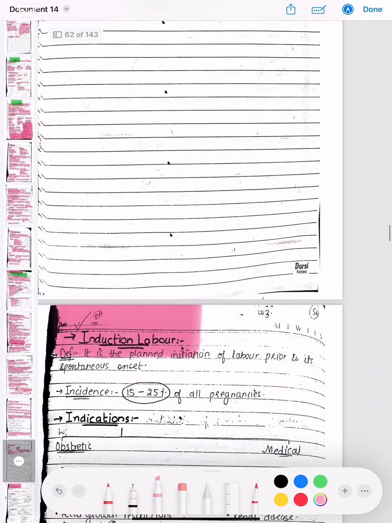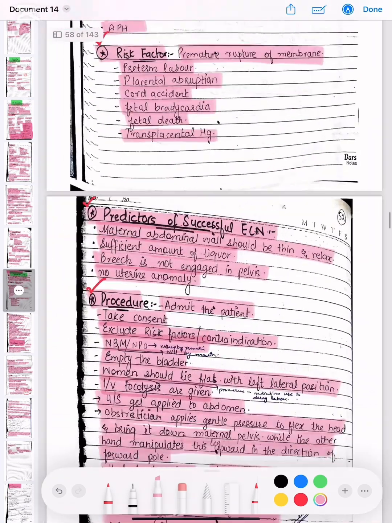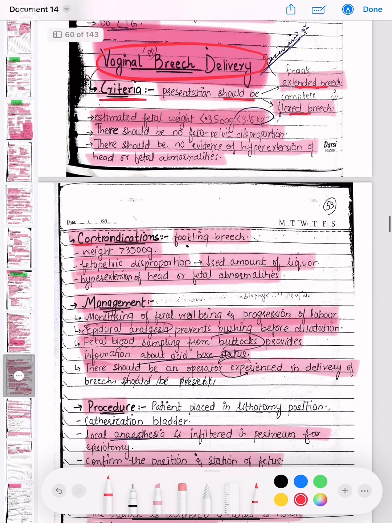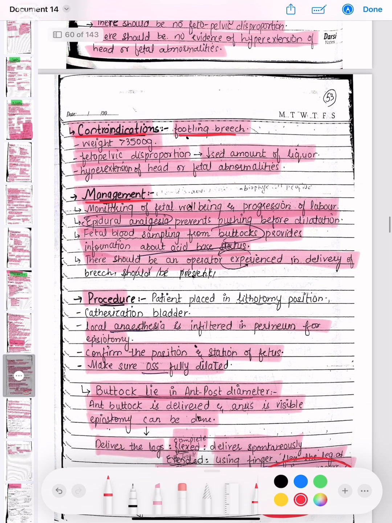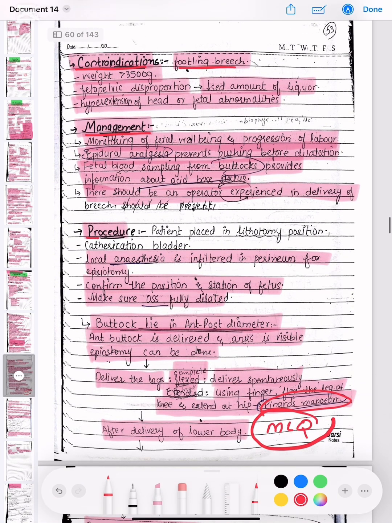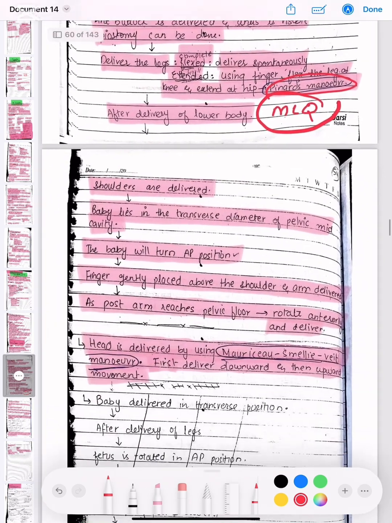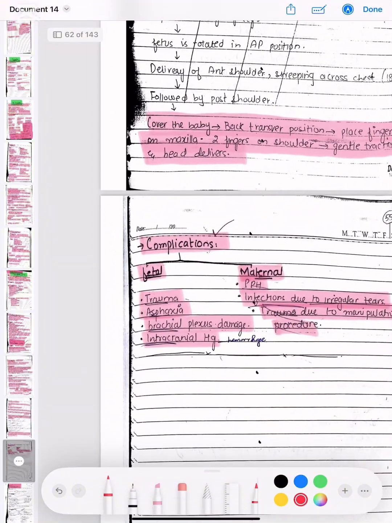Okay, so we have discussed external cephalic version. Then we have discussed vaginal breech delivery, the criteria that the presentation should be extended breech or flexed breech, then the contraindications, which include footling breech, then the management options for vaginal breech presentation, then the procedure, where local anesthesia is given, then the method, and then the complications.